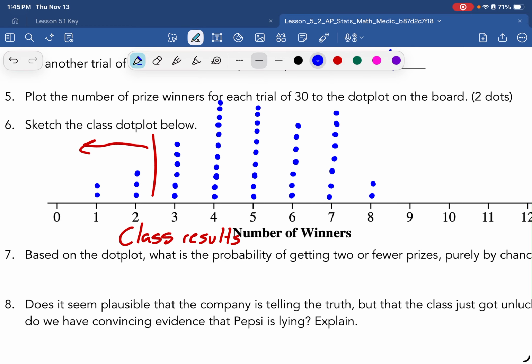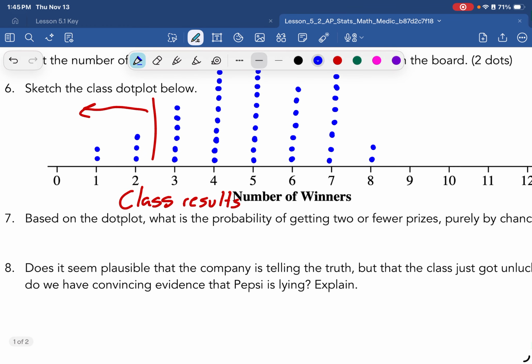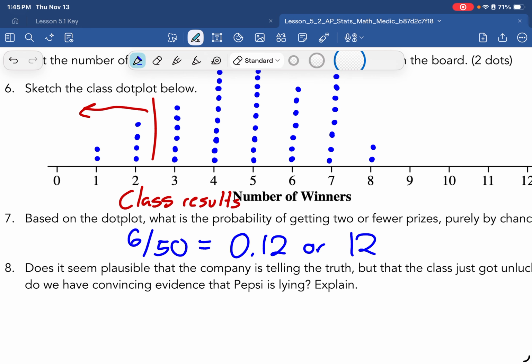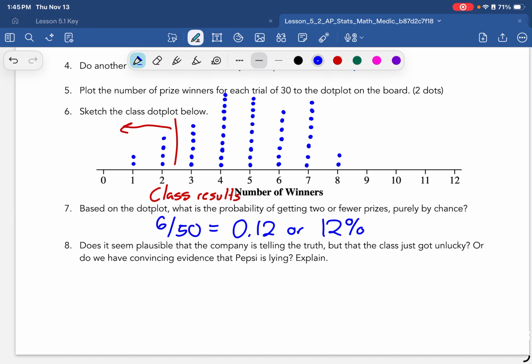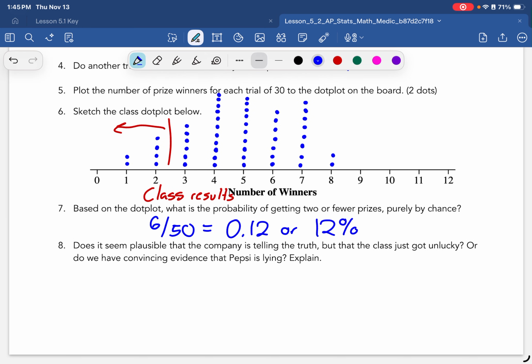And so you would add up however many you have. Here we have, oh, I think I'm missing one. Yeah, I was missing one. So we have 6 out of 50, which equals 0.12, or a 12% chance. So the process for thinking now is that purely by chance, 12% of our results were what the class got.